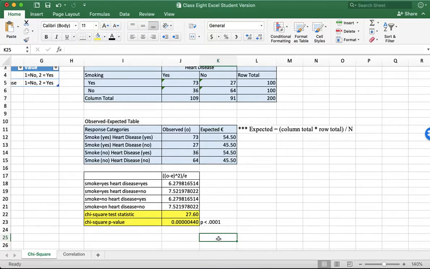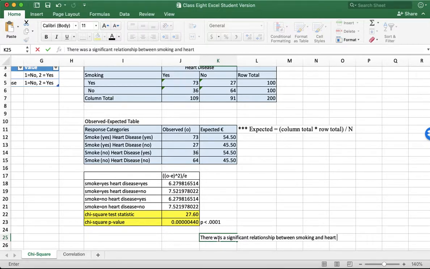So if we were reporting this, at least for the inferential test, the chi-square test and the p-value, we would state something like there was a significant relationship between smoking and heart disease. And then we would put chi-square, n equals 200, equals 27.60, comma, probability less than 0.0001.